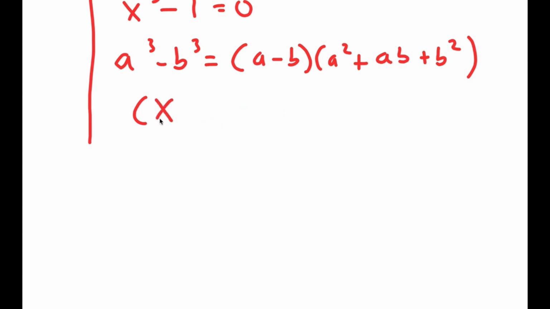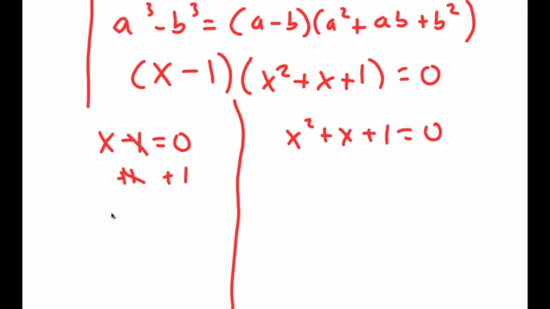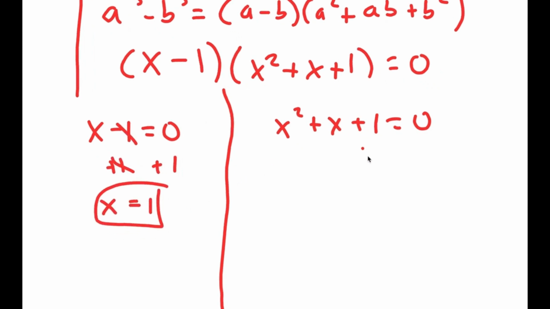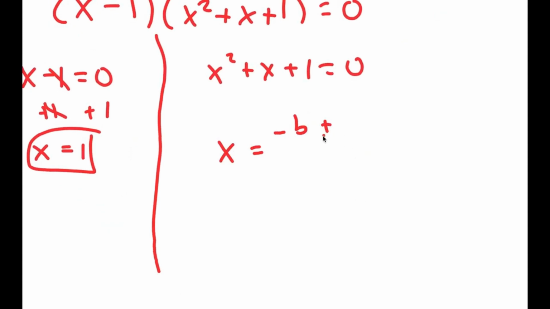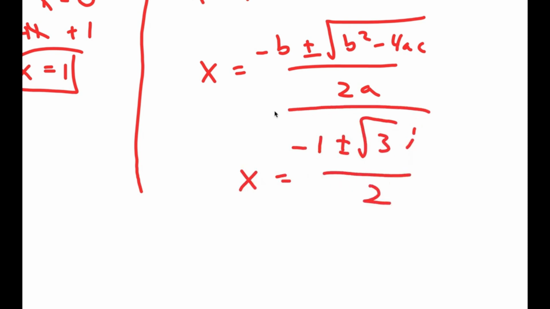Sorry, this turns into x minus 1 times x squared plus x plus 1 is equal to 0, which gives me yet another two equations. So now I have x minus 1 equals 0 and x squared plus x plus 1 equals 0. So for x minus 1 equals 0, all I have to do is add 1 on both sides, and I get x is equal to 1. And for x squared plus x plus 1 equals 0, I can use the quadratic formula. So by using it, I get x is equal to -1 plus or minus the square root of 3i over 2. So these are two more solutions.